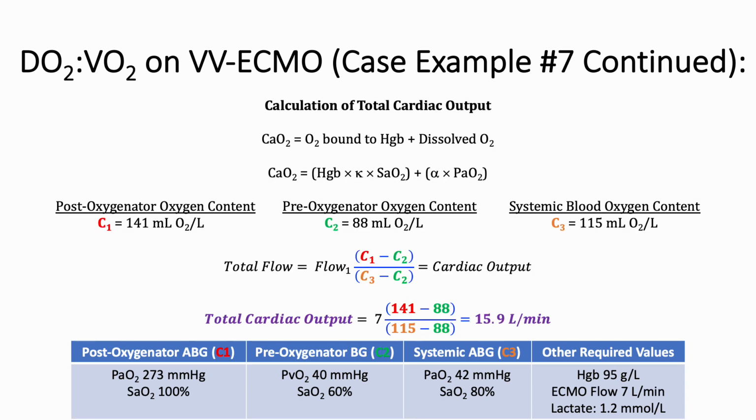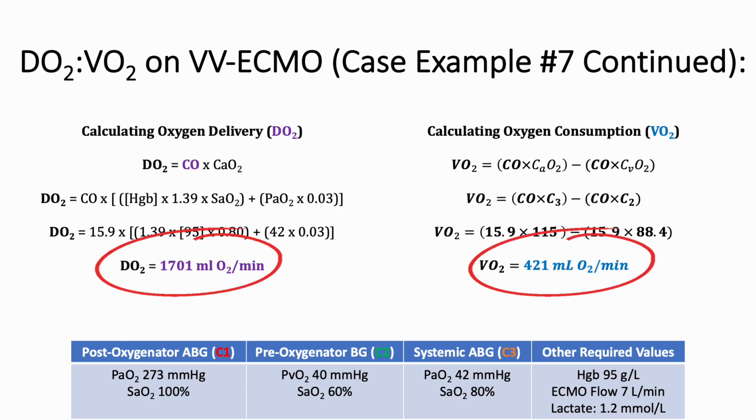So here's the calculation all done, which you can throw into that same spreadsheet that we did before. And by doing that, we can calculate the total cardiac output that comes out as 15.9 liters per minute. We can then use that to figure out the oxygen delivery and oxygen consumption for this patient, which you see here. So we've got an oxygen delivery calculated in the purple cell that comes out to 1,701 mils of oxygen per minute. And compare that to an oxygen consumption of 421 milliliters of oxygen per minute, shown there, calculated in the light blue cell.